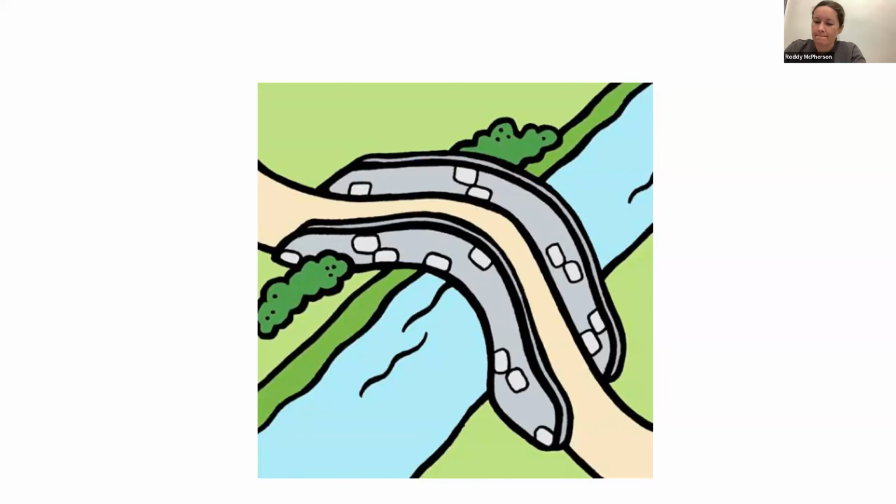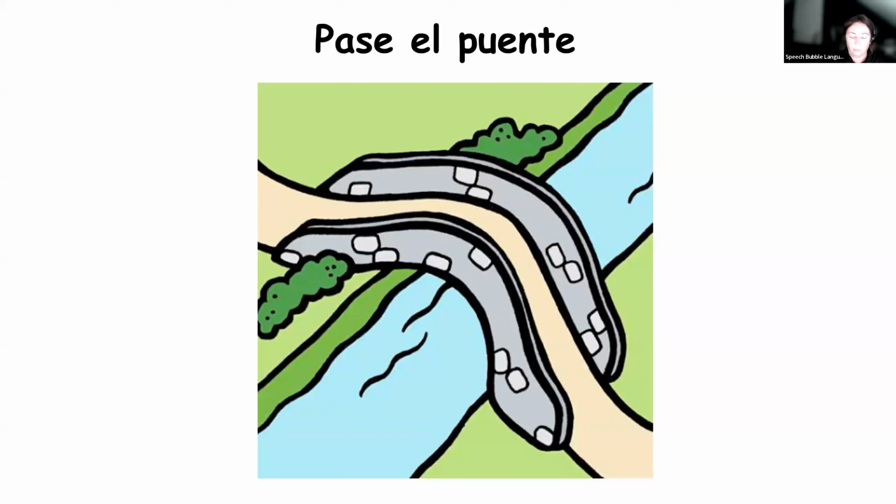What have we got here? Bridge. El puente. Pase el puente. So we want to go past the bridge. Pase el puente. So that's a new word. Puente is bridge.